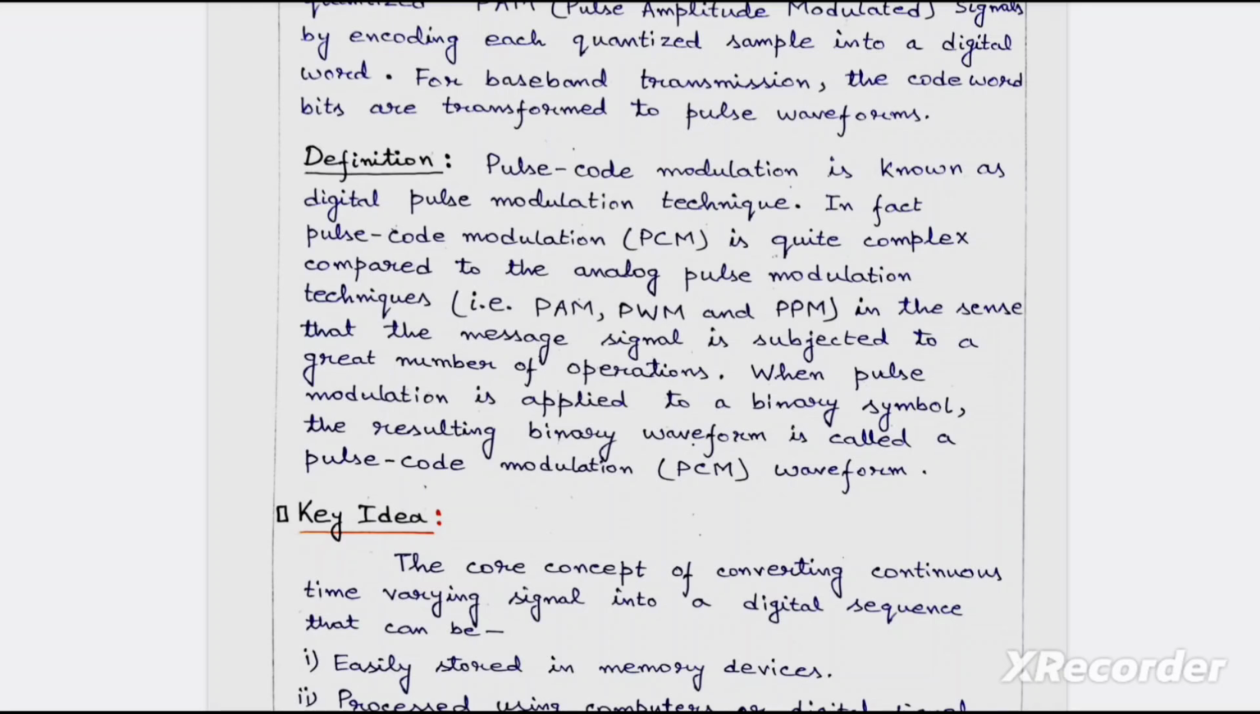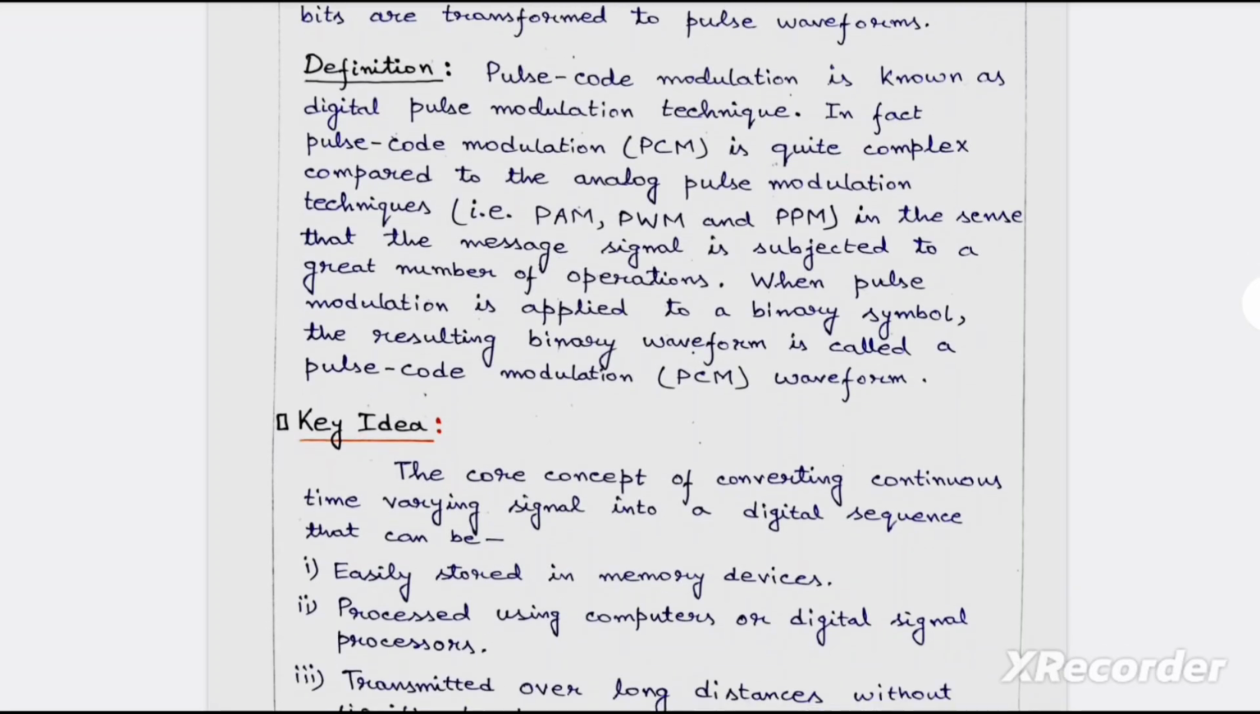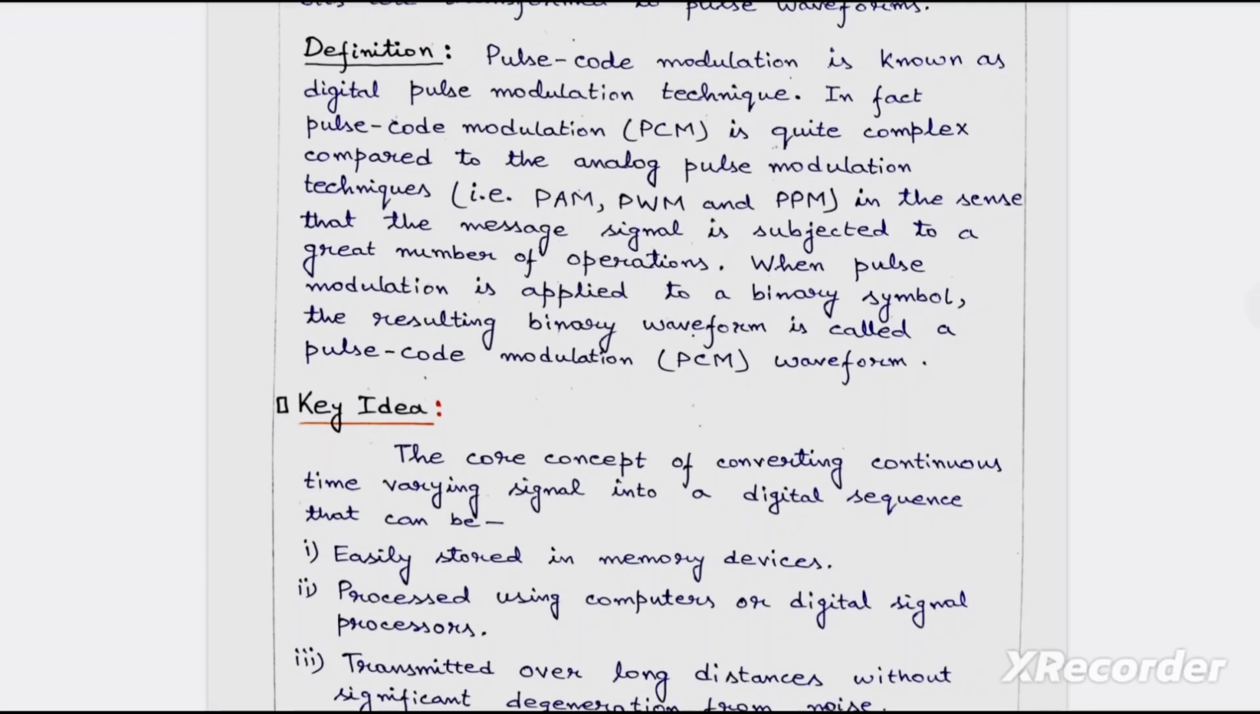Here is the definition of pulse code modulation. Pulse code modulation, or PCM, is known as a digital pulse modulation technique. In fact, pulse code modulation is quite complex compared to analog pulse modulation techniques like PAM, PWM and PPM, in the sense that the message signal is subjected to a great number of operations. When pulse modulation is applied to a binary symbol, the resulting binary waveform is called a pulse code modulation waveform.